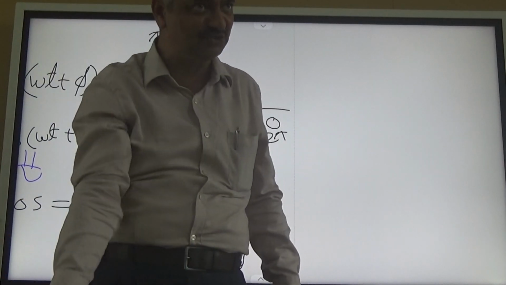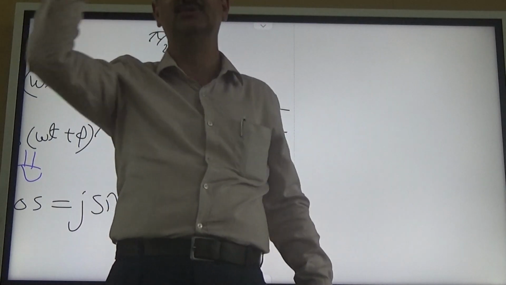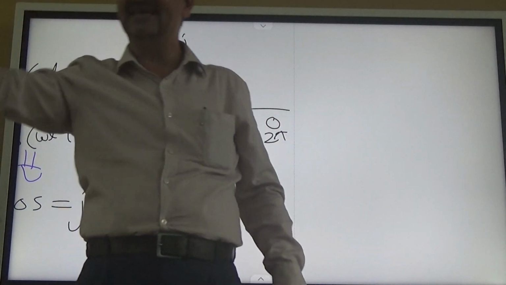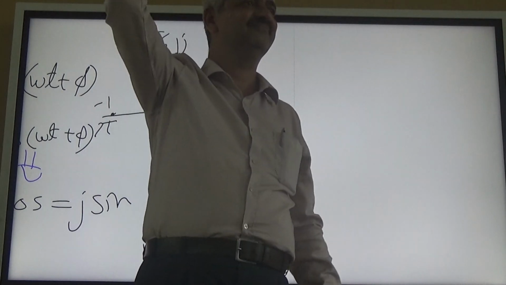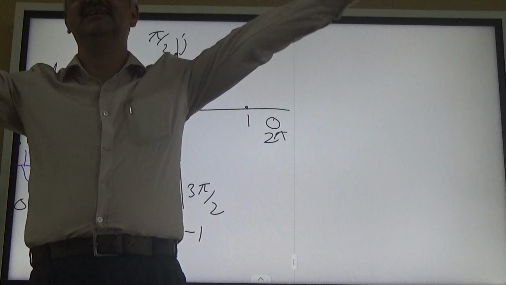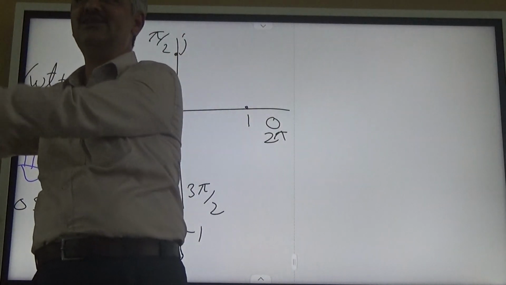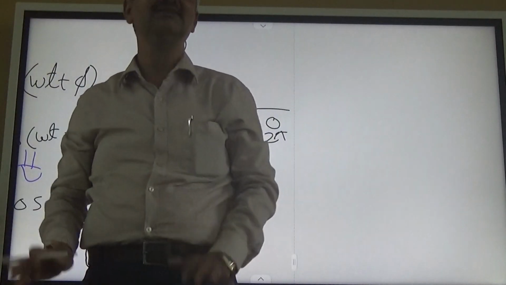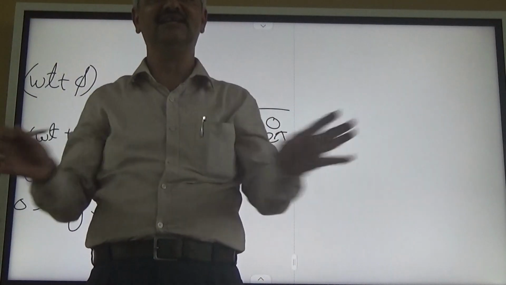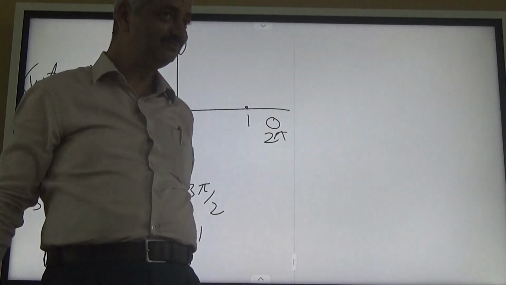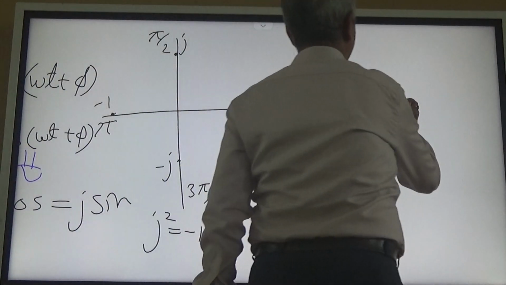J square equal to -1. J terms are not to be mixed with non-j terms. There is no j term in the beginning. There is no j term in the end. Right? J is imaginary. Initially it's not there. Finally it's not there. In between we use it. J sine equal to cos. J square equal to -1. J terms are not to be mixed with non-j terms. They are to be kept separately. That's all.